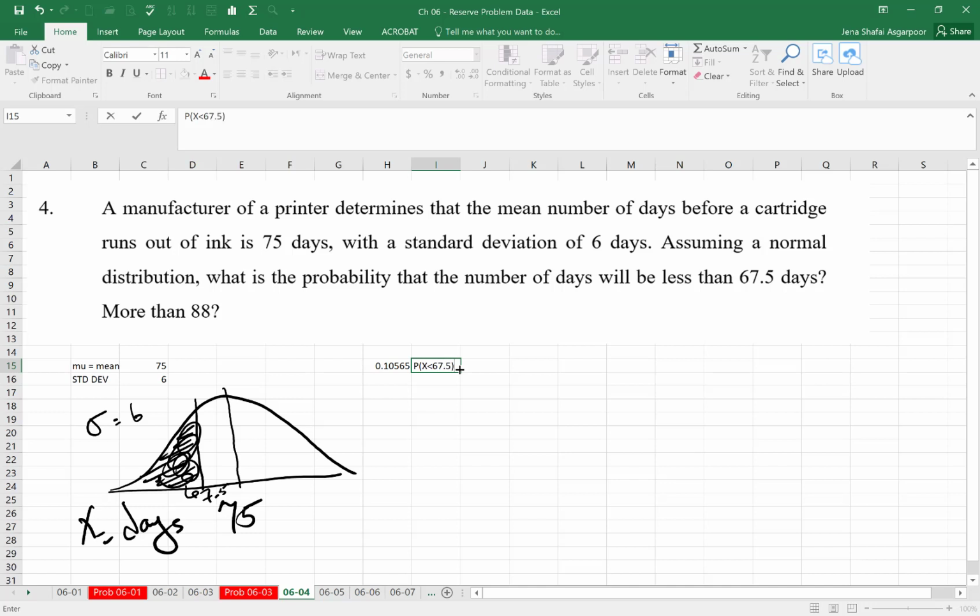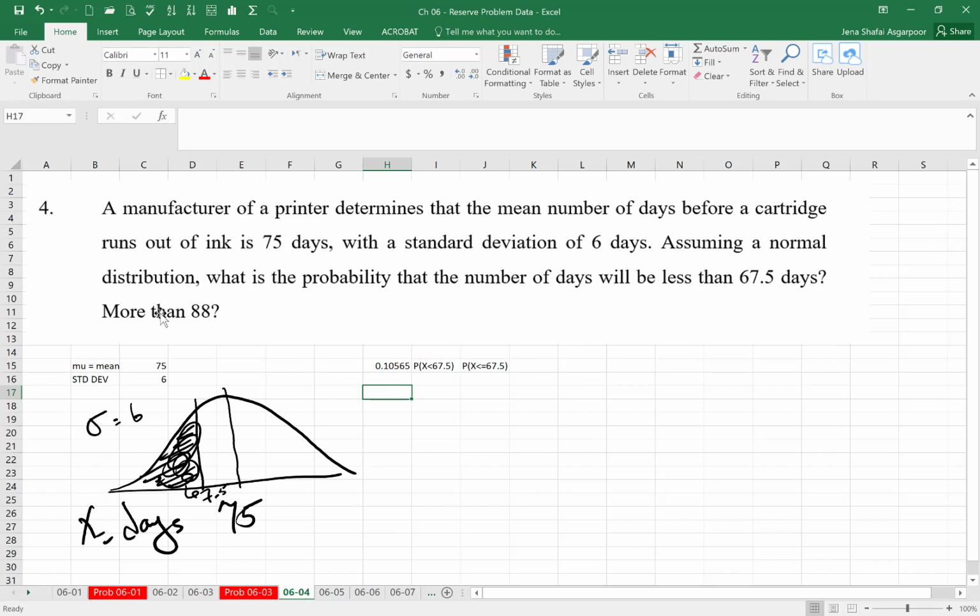And because a normal random variable is a continuous random variable, the probability of it being exactly equal to a number is very, very small, which we can assume to be 0. And so really the probability of x being less than 67.5, or x being less than or equal to 67.5, are both the same, which is almost 10-11%.